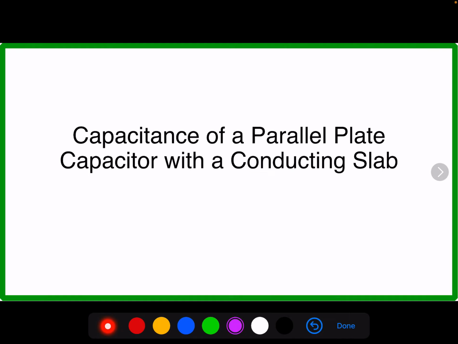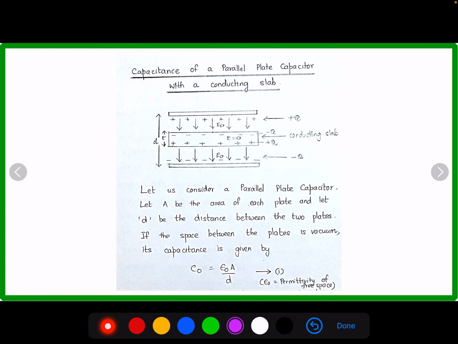Hello everyone. Today let us discuss the capacitance of a parallel plate capacitor with a conducting slab. In our previous video, we have seen a parallel plate capacitor with a dielectric slab in between the plates. But now this is a conducting slab. So let us start our discussion.